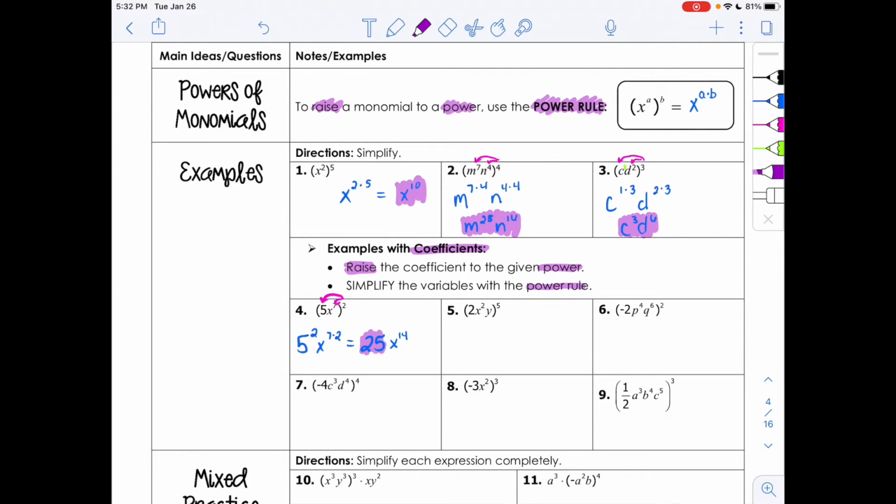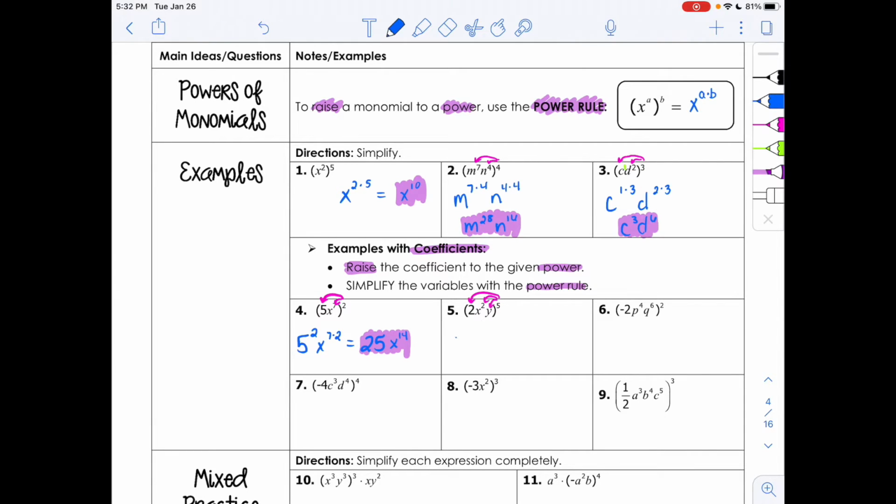So with your coefficient, you can actually do that math and multiply it out. With your exponent, you're just multiplying the two exponents. So like on number 5, again, that exponent on the outside of the 5 is going to go to the coefficient, and it's going to go to each variable.